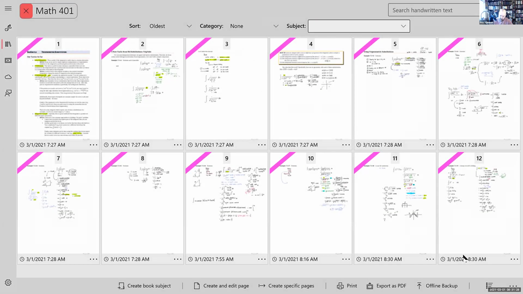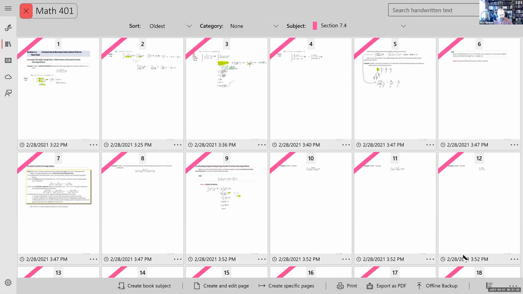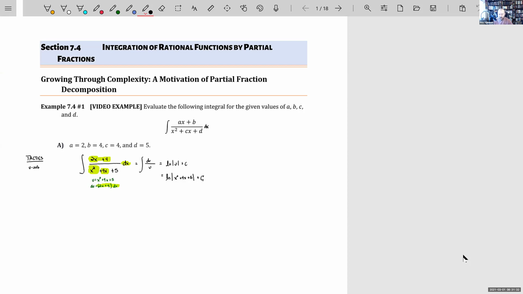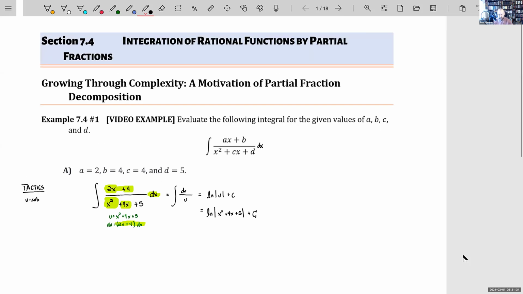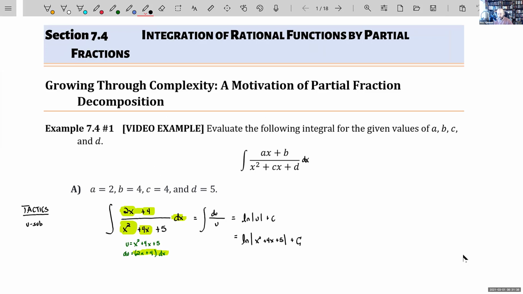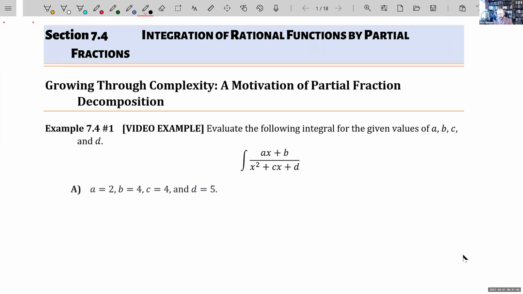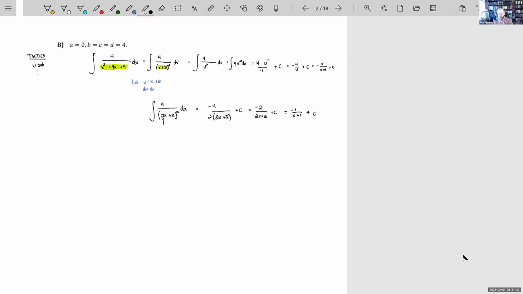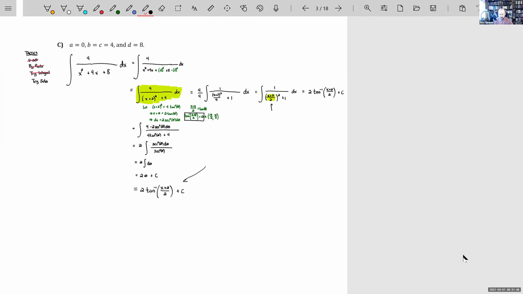All right, let me go into 7.4. Hop over here. And again, just like I did with 7.3, there's a video example at the very beginning of 7.4, and that's because it's something I often don't get to do in class because I don't have the time. So I recommend watching it.